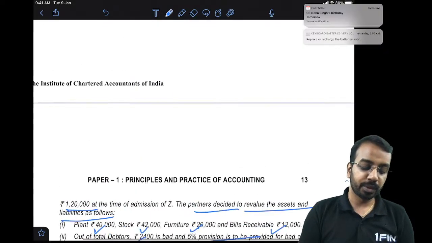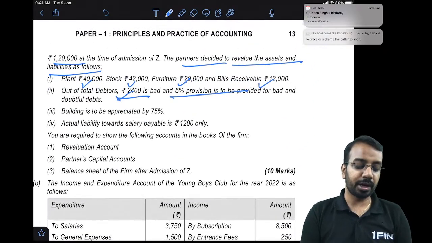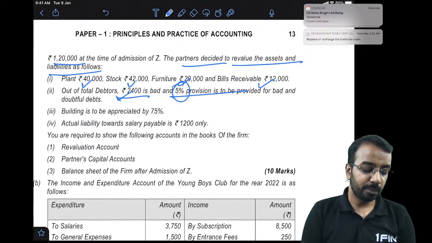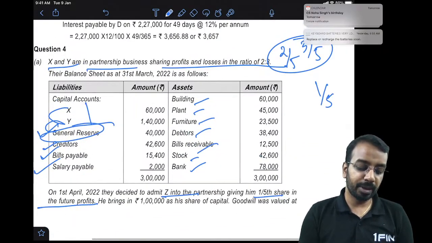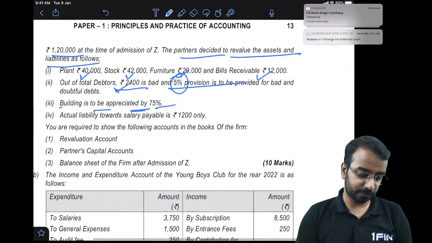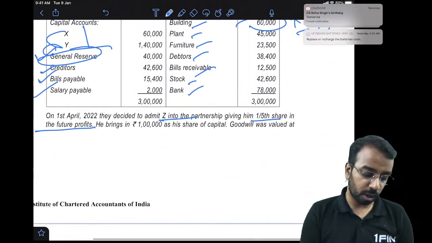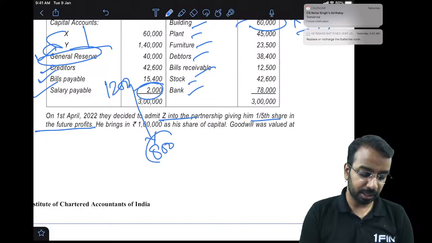So what will you do? From the total debtors of 38,400, you will reduce 2,400. On the balance, you will provide 5%. Building is to be appreciated by 75%. So building 60,000 multiplied by 75%, that is the increase. Actual liability towards salary payable is only 1,200. So out of 2,000, it is only 1,200. So the balance of 800 is your gain.